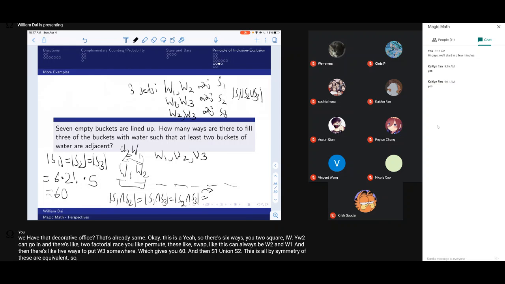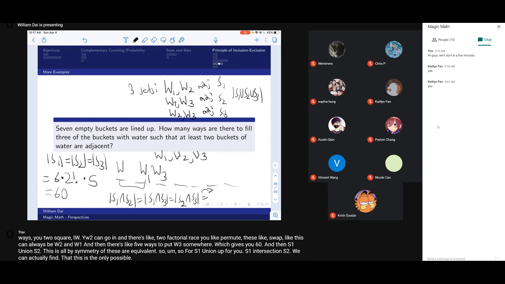So for S1 intersection S2, we can actually find that this is the only possible arrangement here. So there's like 5 of these.